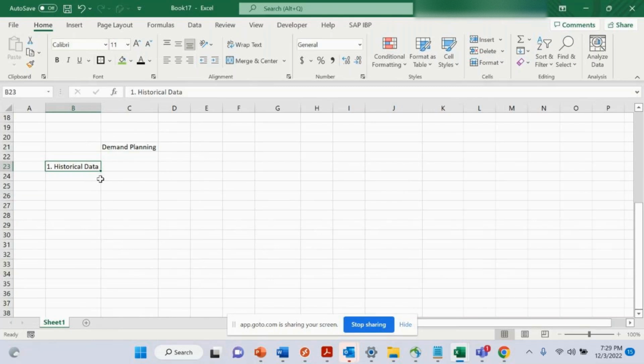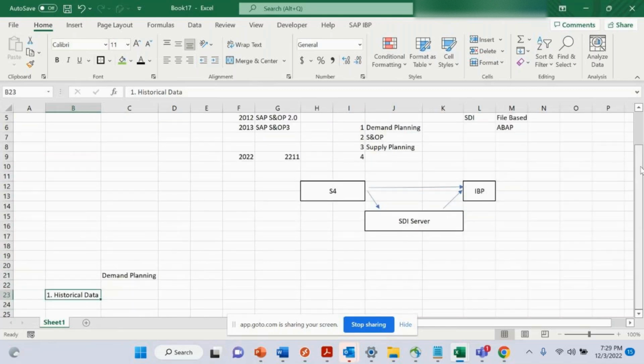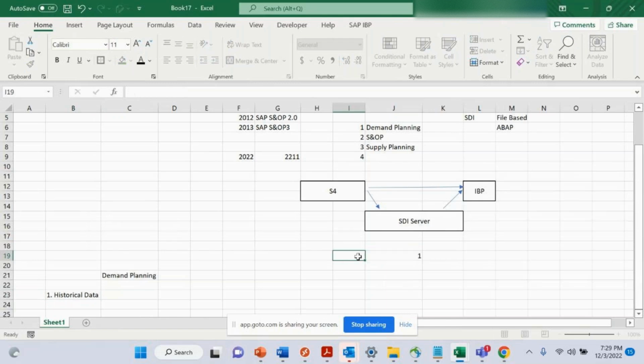Before going to the planning part, let me tell you that there are three types of planning. Do you have any idea what the three types of planning are in normal business? Anyone? Srikant, Pranavesh, Omkar?